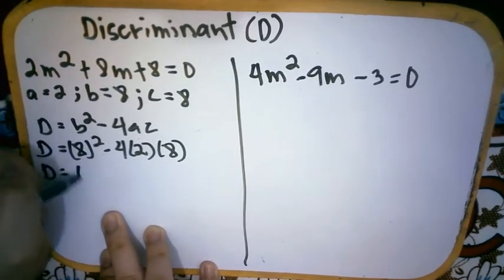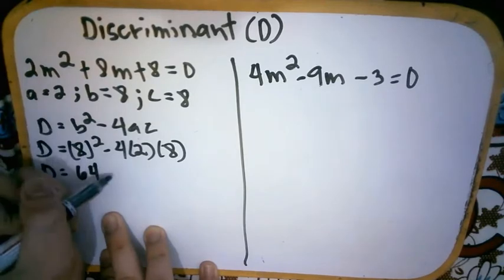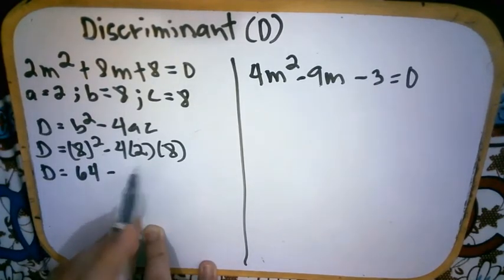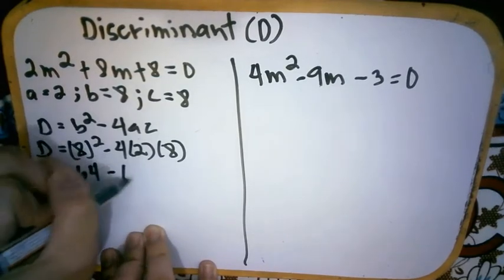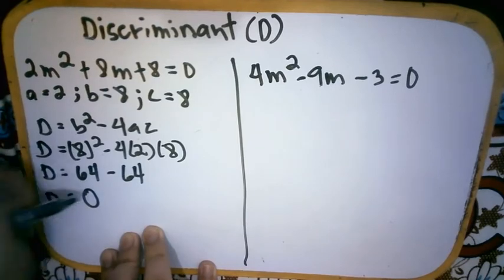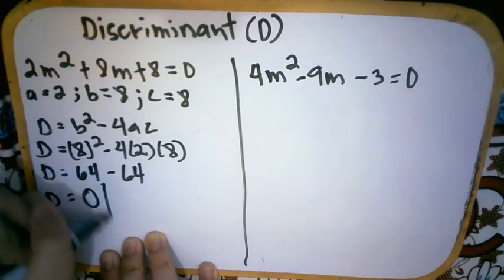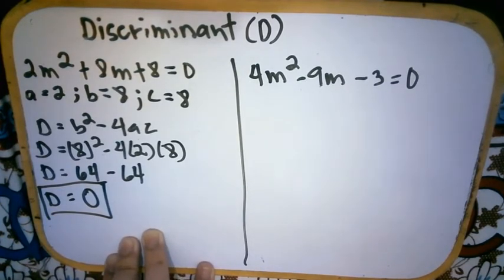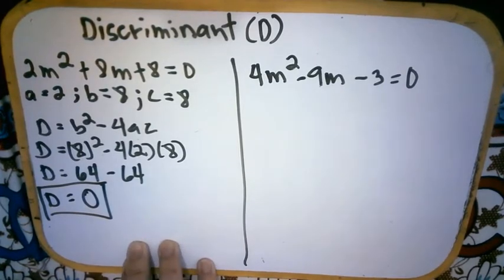8 squared ay 64. 8 times 8 ay 64. 4 times 2 is 8. 8 times 8, 64. And 64 minus 64 is 0. So that is the value of our discriminant. So magiging tanong dyan, kung ang value ng discriminant ay 0, so ano kaya ang nature ng roots? So yun po yung sasagutin natin later.